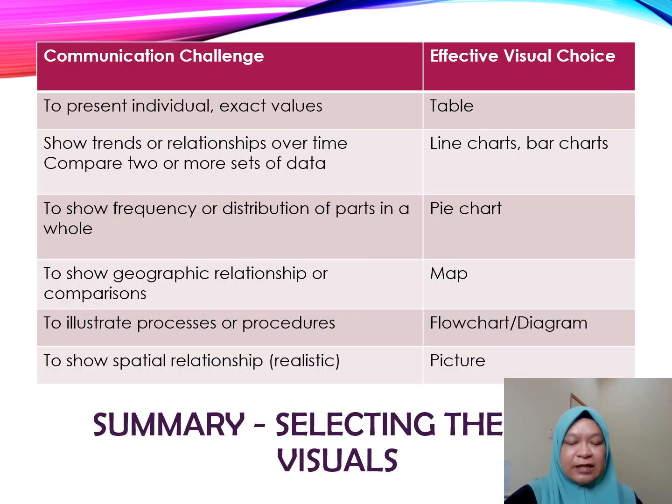As a summary, these are the visuals that are best to use for a certain situation. If you want to present individual or exact values, you can use table. If you want to show trends or relationships over time, or compare two or more sets of data, you can use line graph or bar graph. To show the whole and each of the parts, you can use the pie chart.